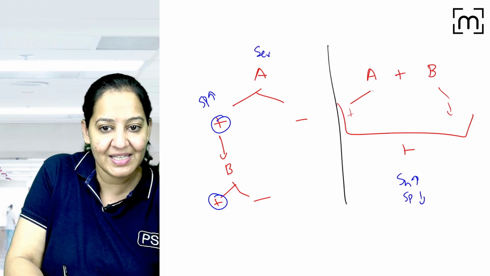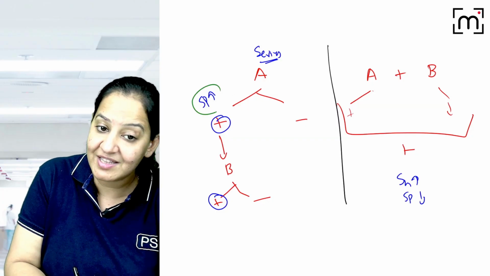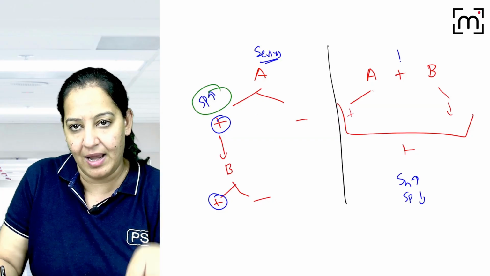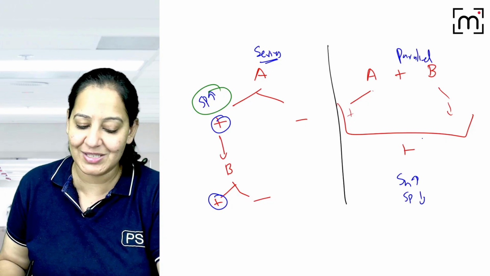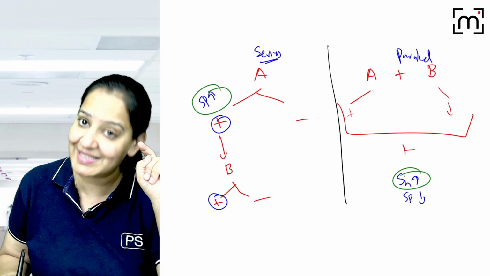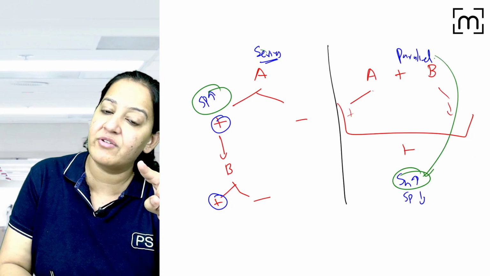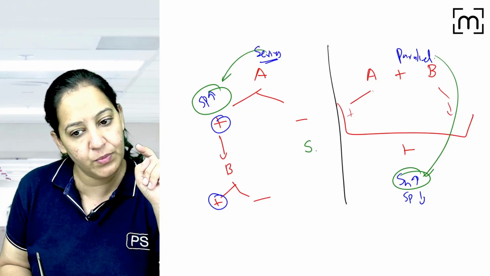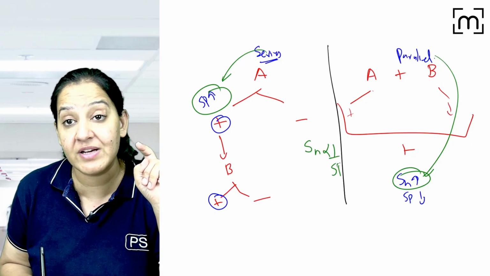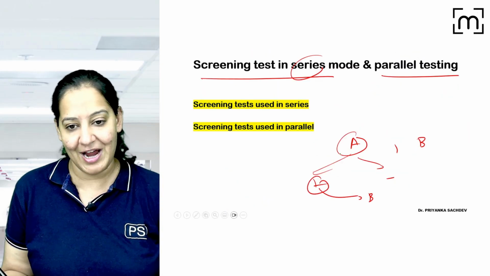So in series, we are performing the tests one by one, and by doing so we are increasing the specificity. In parallel, we are performing them together, and by doing so we are increasing the sensitivity. So parallel increases sensitivity and series increases specificity. The other quantity will automatically reduce, because we know sensitivity and specificity are inversely proportional to each other. Are you getting it, or is it bouncer to you? You got it? I tried.